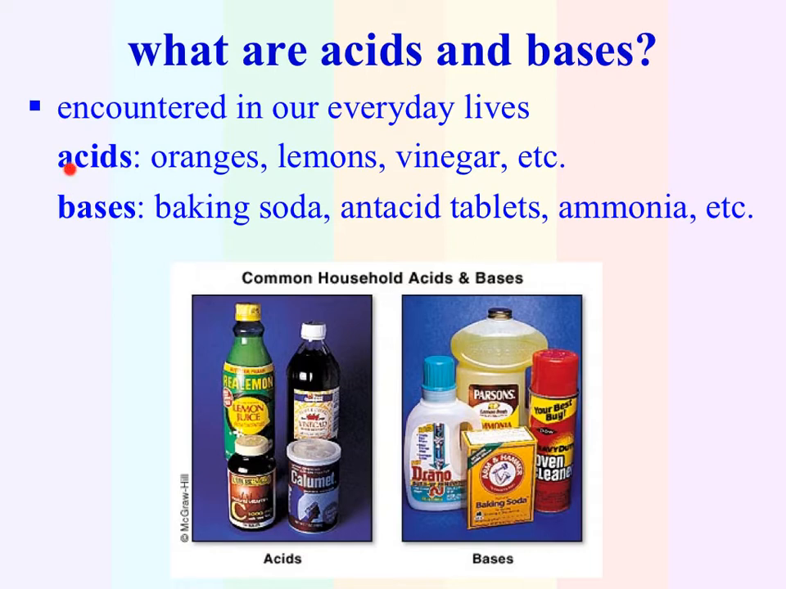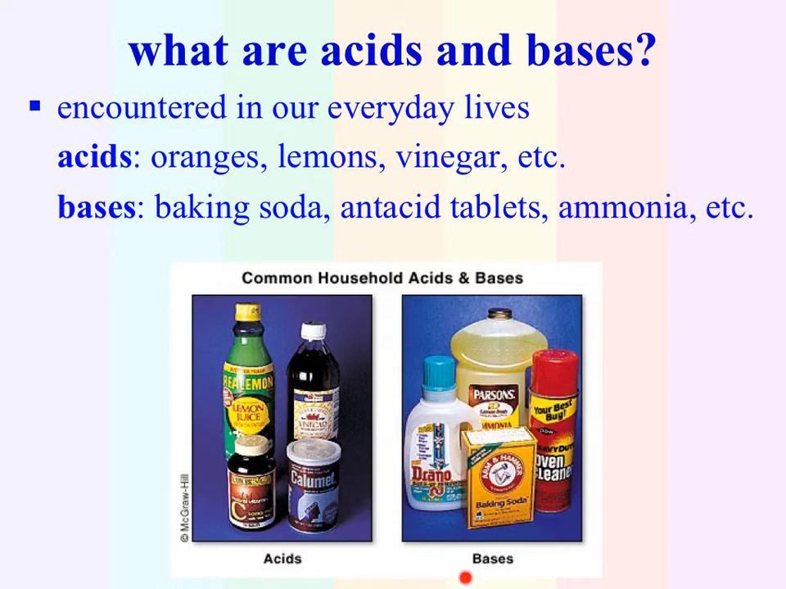Okay, so some acids of note. Citric acid is found in both oranges and lemons. Vinegar is also an acid. Acetic acid is what we experience when we're consuming vinegar on our chips or whenever we put it in our salad dressings and things of that sort. Some bases that we encounter include baking soda.